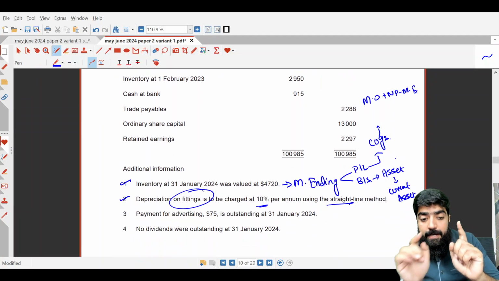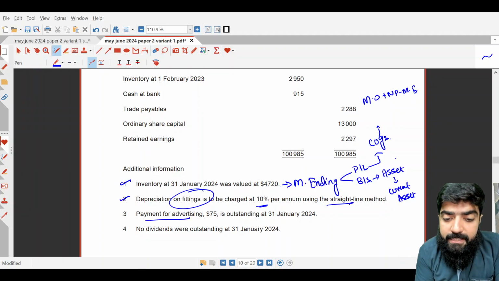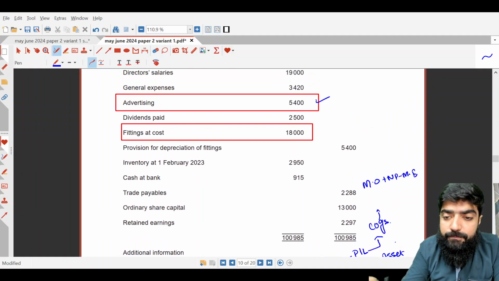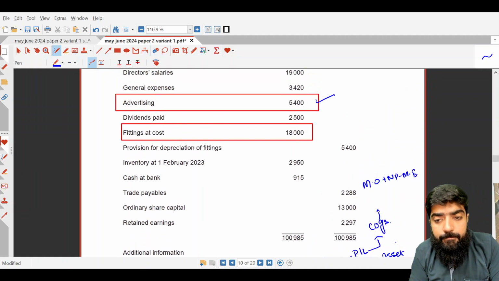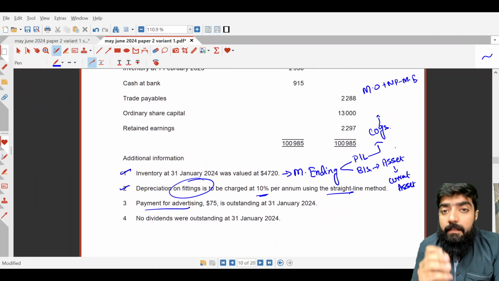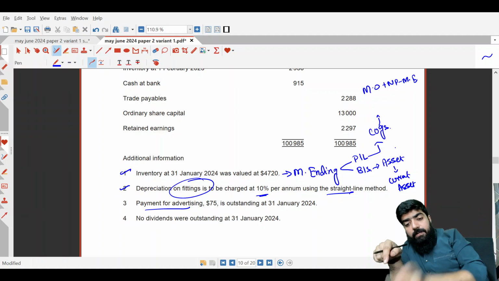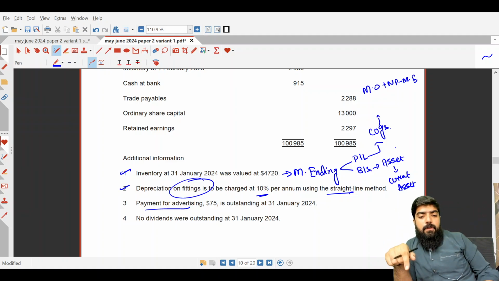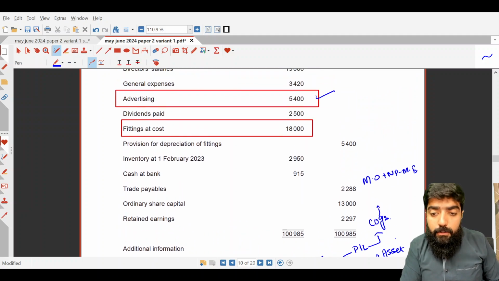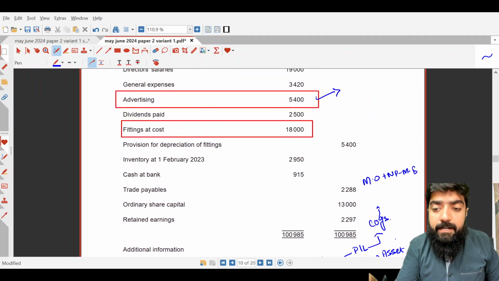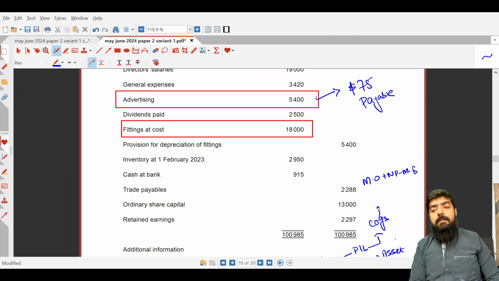Now listen, and read it very, very carefully. Payment for advertisement: how much payment we have made is 5,400, comma, $75 is outstanding at 31st January 2024. Which means, out of which 5,400, $75 is payable.